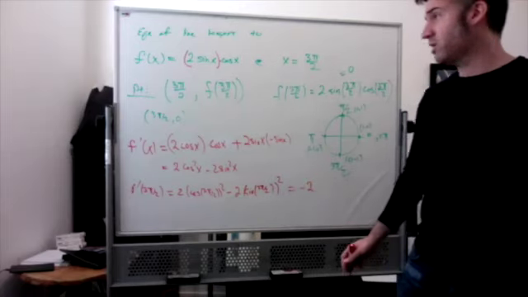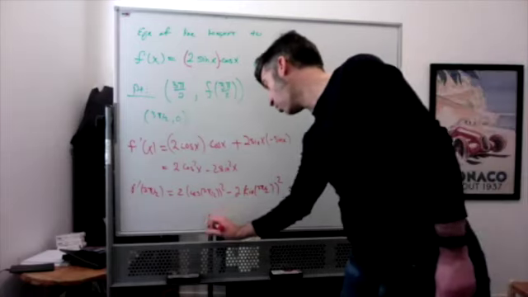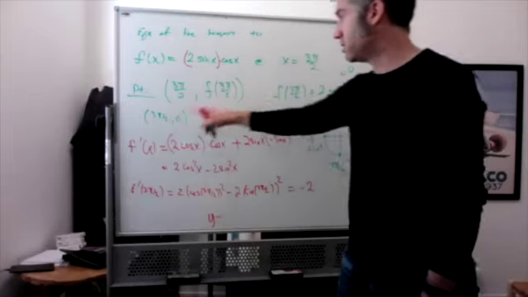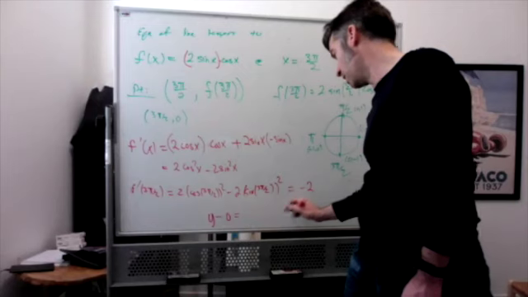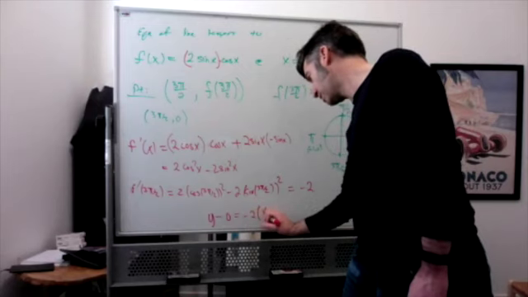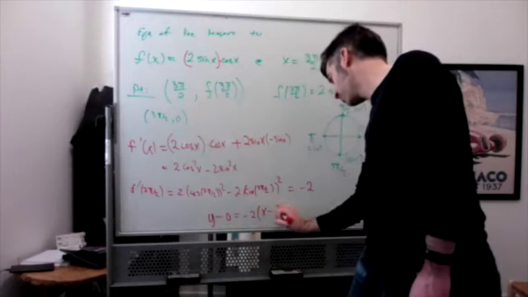So the equation of your tangent line would be y minus 0 equals negative 2 times x minus 3 pi over 2.